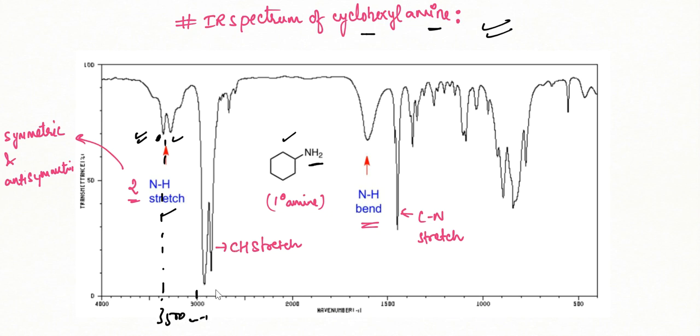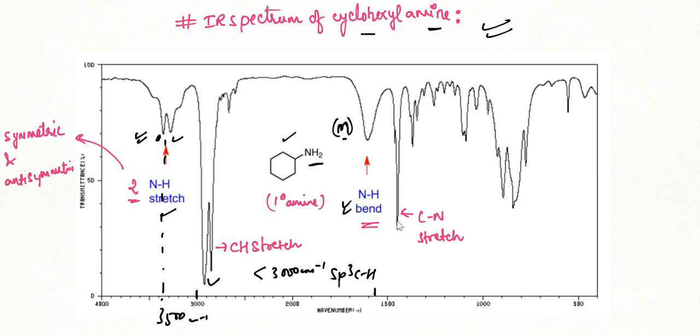Now moving forward, as we can see over here, this is 3000, and we see our peaks on the right-hand side, which means it is less than 3000. Definitely it is going to be for sp3 carbon-hydrogen stretching. What else do we see? We also see a medium peak over here in the 1600 range, roughly 1600 or 1650. At this range I can see a peak of medium strength, and it is our nitrogen-hydrogen bending vibration.